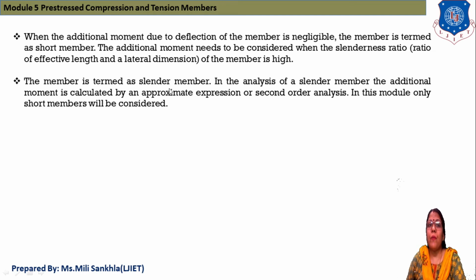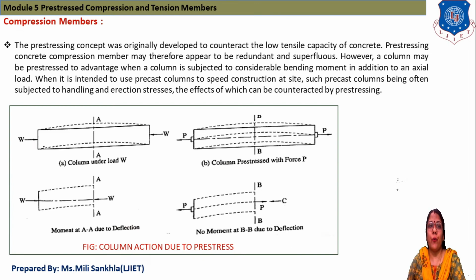Member is termed as a slender member. In the analysis of slender member, the additional moment is calculated by approximate expression or second order analysis. In this module, we discuss only the short members. Here we do not discuss the long member. Here we discuss only the short member.